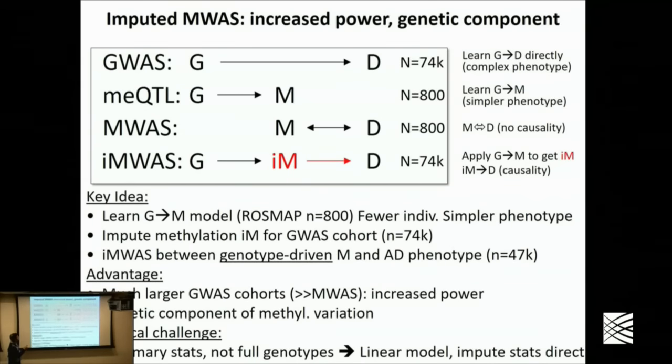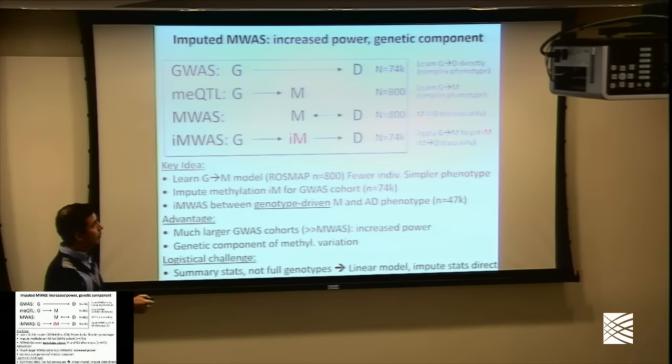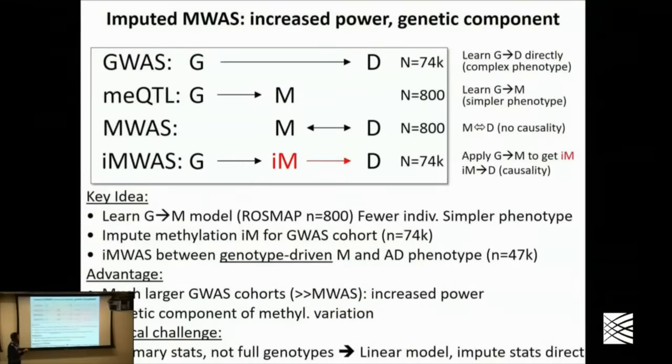It allows us to now learn a function from G to M in 800 individuals from the ROS-MAP cohort, and then use that function to predict methylation, to impute methylation. So from genotype to imputed methylation. But I can do that for 74,000 individuals because I have the genotype for a lot more people. And now I can actually start correlating the predicted methylation level with disease. Just like I did previously between methylation and disease, looking at methylation changes that correlate with disease, now I'm looking at predicted methylation changes.